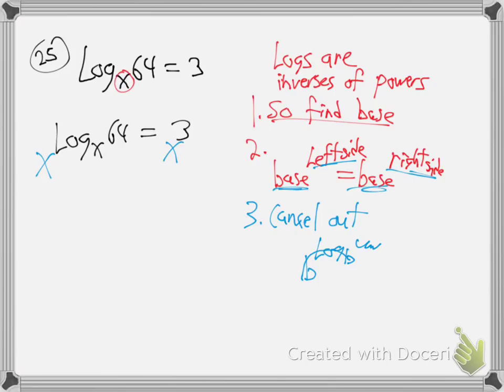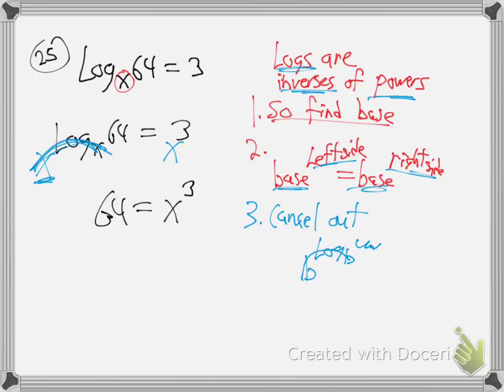Those cancel. So these cancel because they're opposites. They're inverses of powers. That's what logs are. So these guys are opposites. They just cancel each other out. A base x to the power of the log with the same base, they cancel each other out. So what does that leave us? 64 equals x to the third.